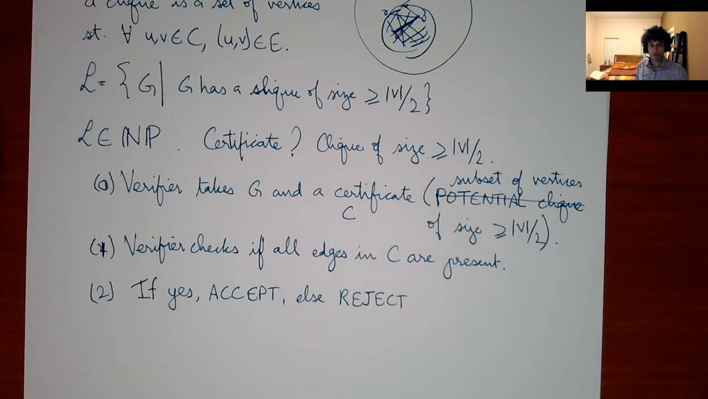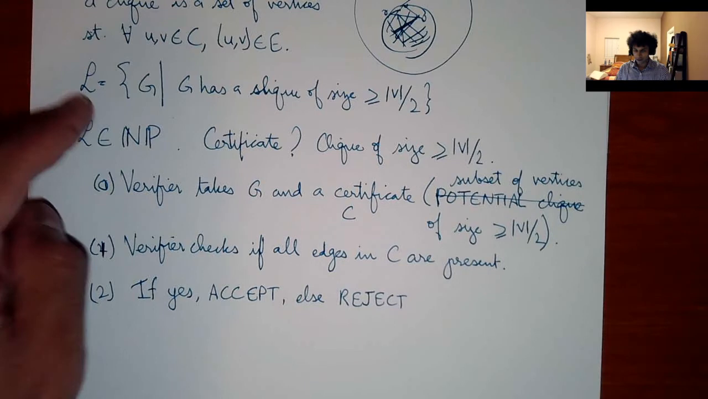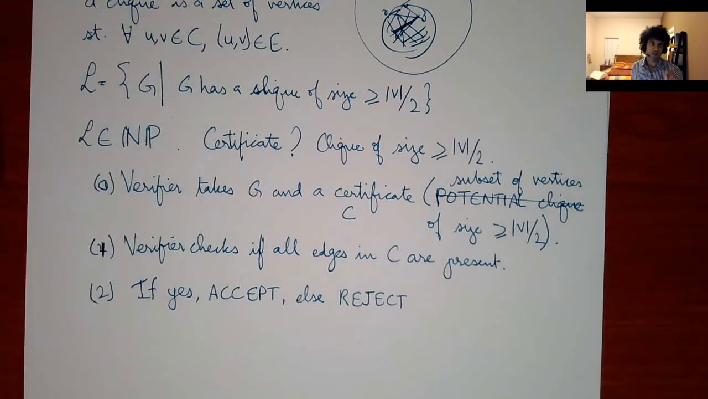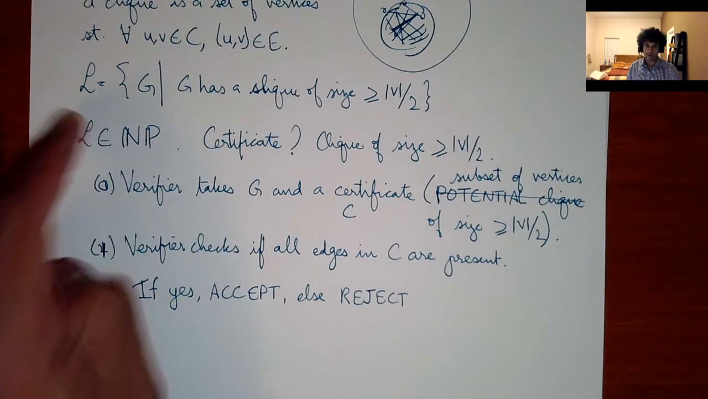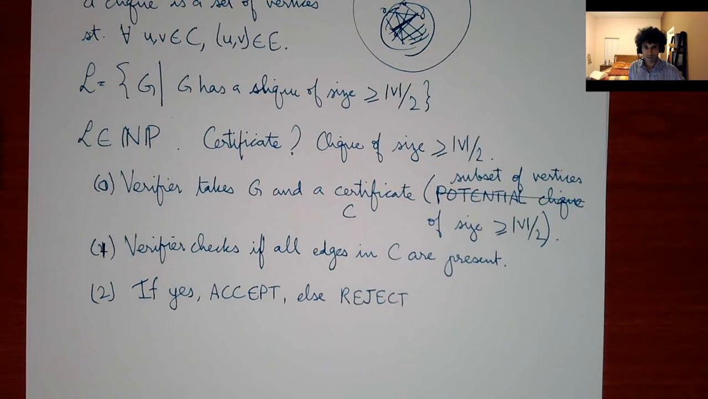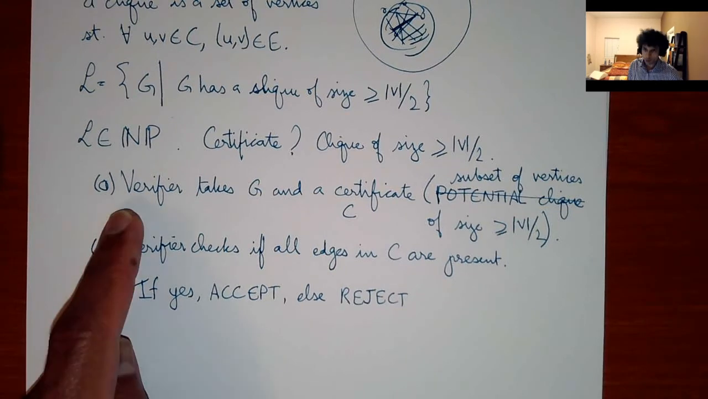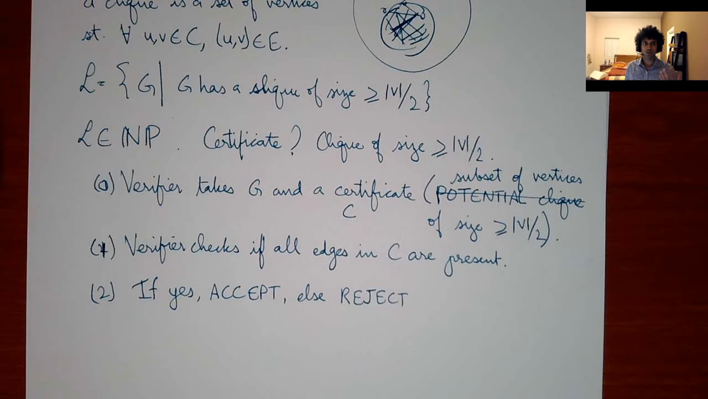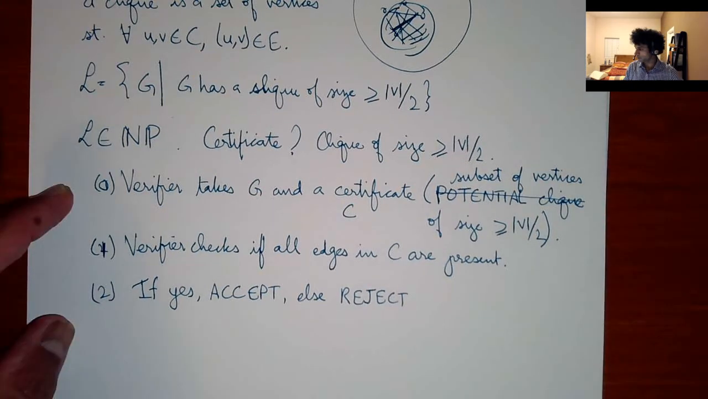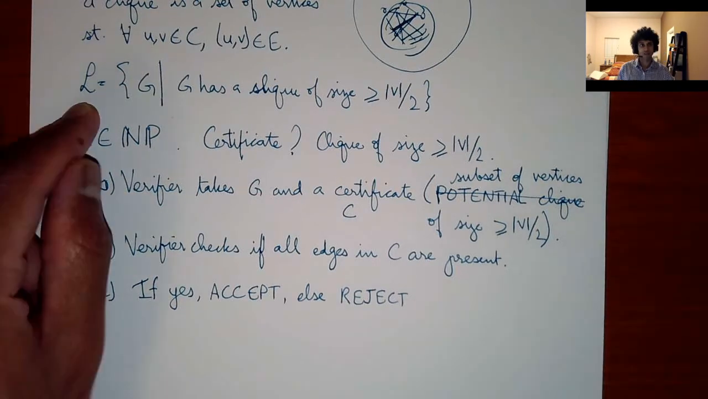Now think about this. If the graph is in the language, there is a certificate that will make the verifier accept. What is the certificate? It's the clique. Suppose the graph is not in the language. Then there is no way the verifier will accept, because no matter what subset is provided of size at least V over 2, it will discover that there is some edge that is not present and it will reject. So you cannot fool this verifier into accepting a graph that is not in the language.